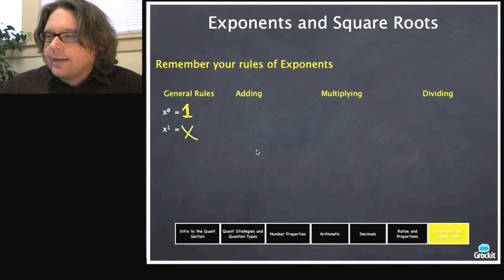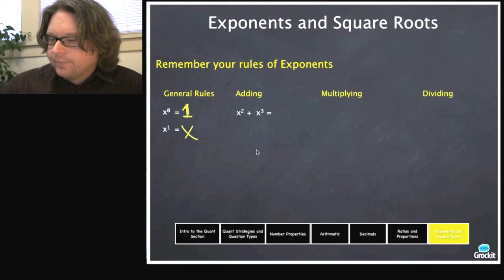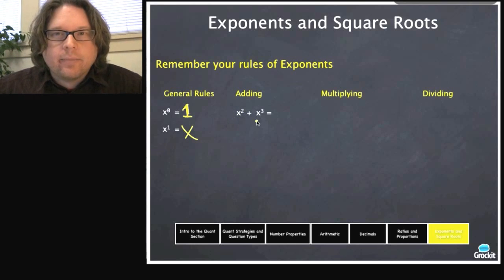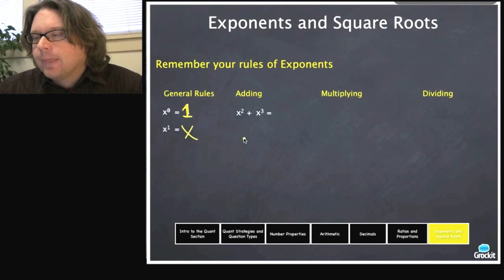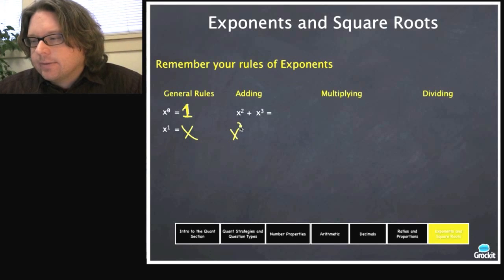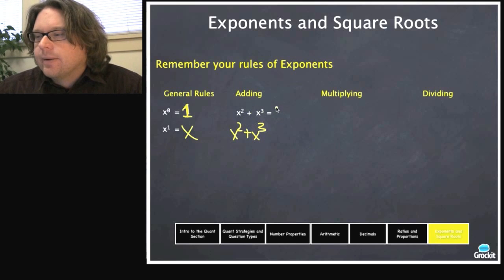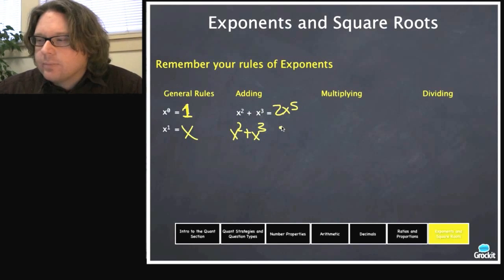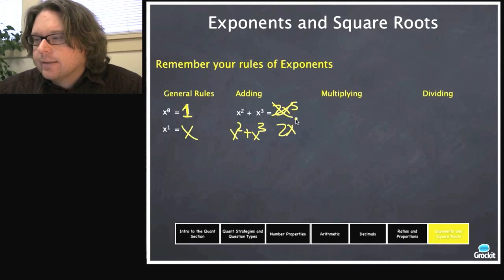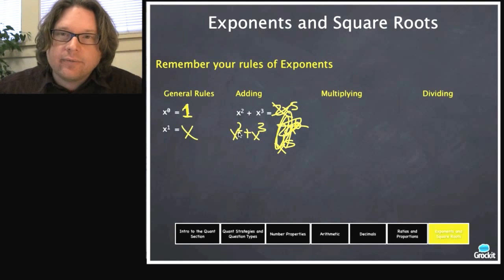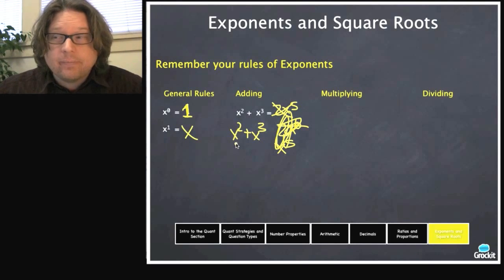We also have rules for adding exponents. So if we have x squared plus x cubed, those are the other words for x to the second power and x to the third power, this just equals x to the second power plus x to the third power. You cannot add these two together to somehow get 2x to the fifth. You don't multiply the things together to get 2x to the sixth or just x to the fifth or anything like that. All of those are naughty. You just have to leave them alone. If they have the same base and different exponents and you're adding them, you leave it.